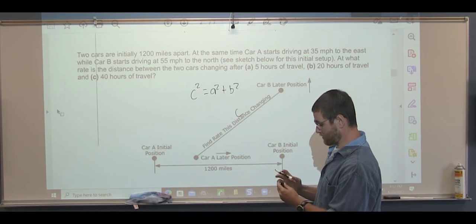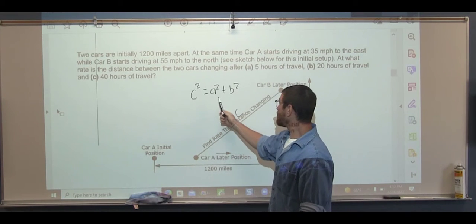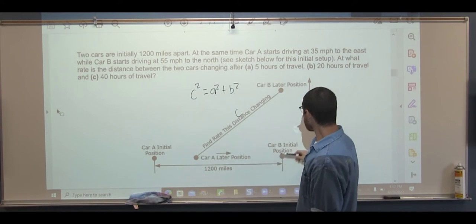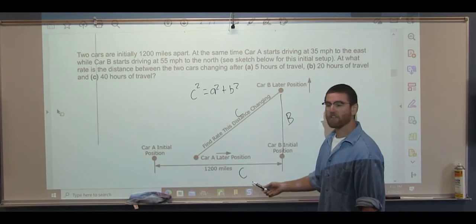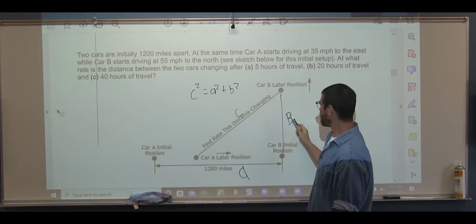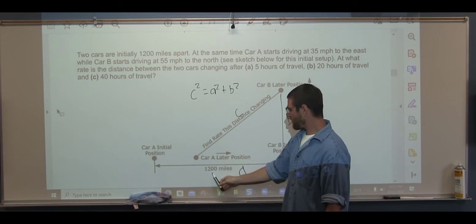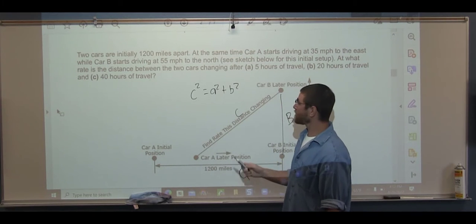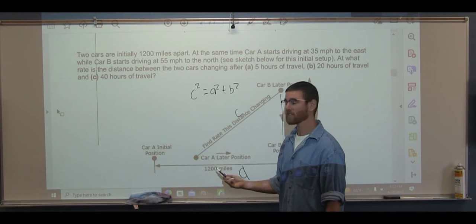All right, so we need to begin by defining our other two variables, if not just generally, because we know this distance is C, and we know this distance is A, and this one will be B, and I'll just fill that in. I'm sorry, this is supposed to be A, so I'll just write it like that. But we have a little more information as to what these values might be. So we know that the initial distance between A and B is 1,200. But we also know that car A is moving eastward at 35 miles per hour.